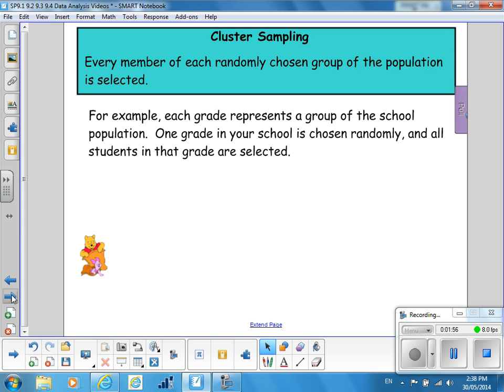Cluster sampling. So every member of each randomly chosen group of the population is selected. So for example, each grade represents a group of the school population. One grade in your school is chosen randomly and all students in that grade are selected. So in this case, we have different groups and the cluster is we are going to take one of those groups and then we are going to sample everyone or question everyone.